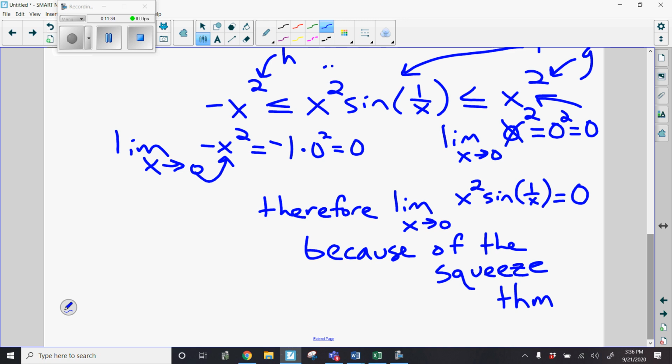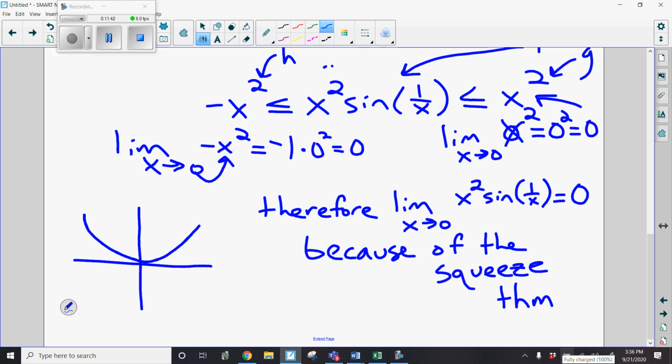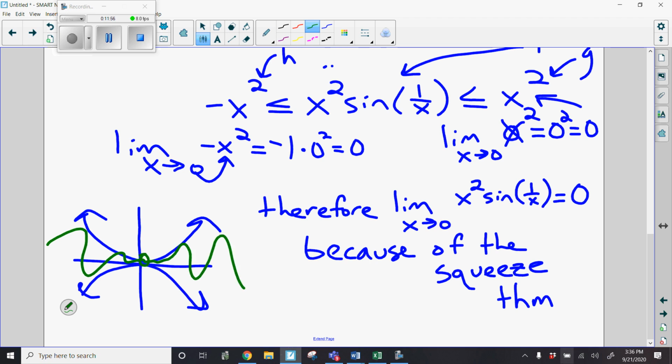So basically, if you think about this graph, this is what x squared looks like. This is what negative x squared looks like. And our function, this x squared sine of 1 over x, comes in like this. And even though there's a hole there, we can determine that that limit is 0 because we know it's always squeezed in between those two other functions. So that's the squeeze theorem. We'll see some problems like that in the future.